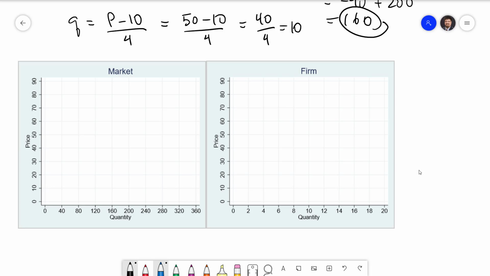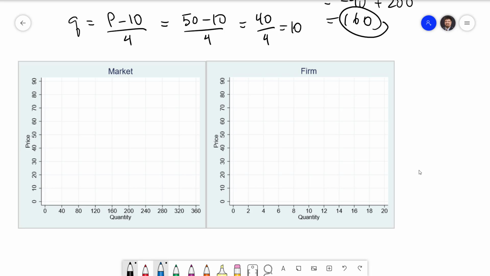Now that we've done all the algebra, let's draw the graphs. The best way to represent perfect competition is with two side-by-side graphs. On the left, I have the market graph, and on the right, I have a graph for a representative firm in the market. When I draw these, I always make sure that the price axis is scaled the same on both so that I can carry things horizontally across from one graph to the other.